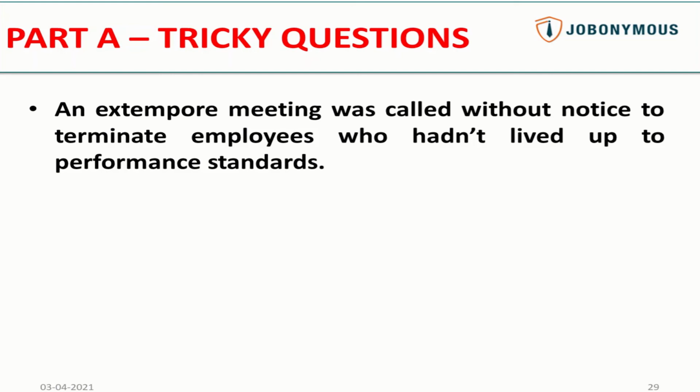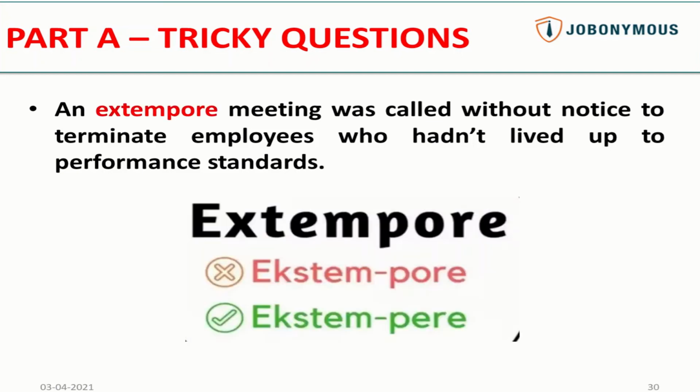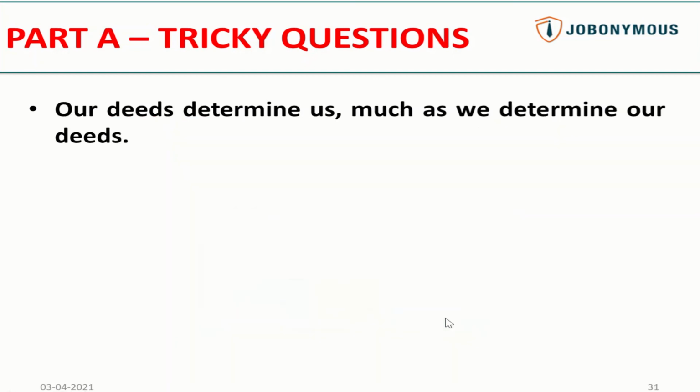So many of you may read it like an extempore meeting was called without notice to terminate employees who hadn't lived up to performance standards. But the correct way here is extempore. So an extempore meeting was called without notice to terminate employees who hadn't lived up to performance standards. This is the right way to pronounce this word, extempore. Moving on to the next one.